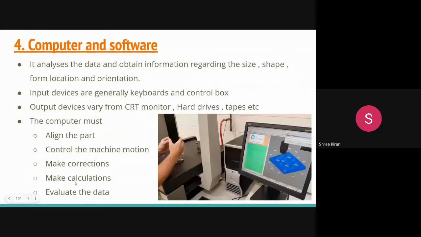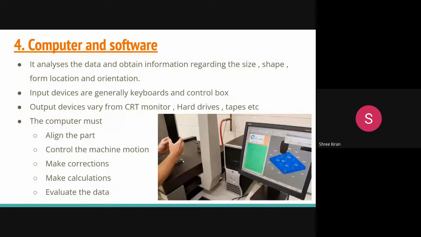The part will always be placed on the work table of the CMM at a suitable location, usually central to the machine axis, to access all the part surfaces which have to be inspected with the help of the probe. It may be necessary to clamp the part to the work table depending upon the size of the part and the types of probes used.